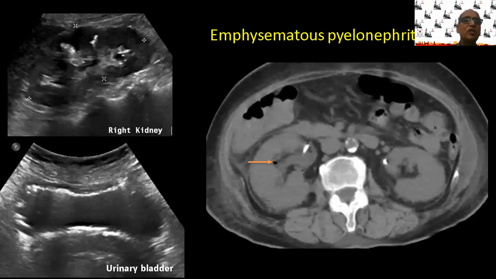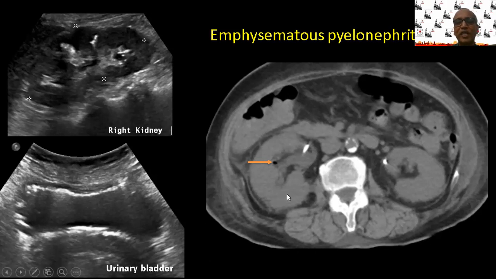Now, one thing you should be suspecting, especially in uncontrolled diabetes or patients with diabetic ketoacidosis, is the presence of air within the collecting system or within the parenchyma in a setting of emphysematous pyelonephritis. On an ultrasound, you find an enlarged kidney with hypoechoic appearance, presence of small hyperechoic foci. You shouldn't mistake them for calculi because these show dirty shadowing, whereas calculi show neat, well-defined posterior acoustic shadowing. And the bladder shows the presence of air within the urinary bladder.